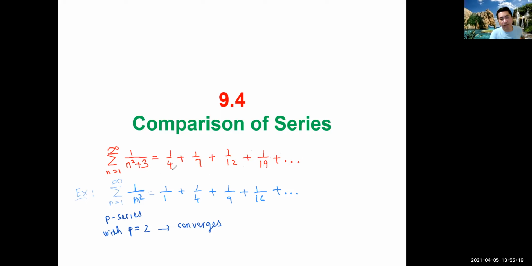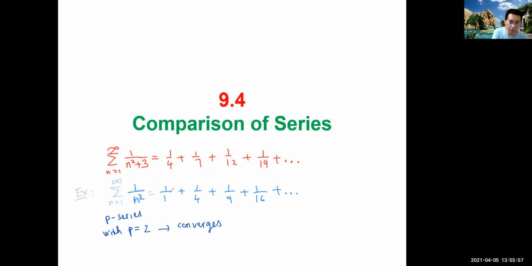If we test this series directly, I don't know whether it converges or not. But if you compare this series with the series that we know, what do you see? The formula is the same with the 3 extra. So 1 is 4, 4 is 7, 9 is 12, 16 is 19. When you compare term by term, the denominator here is always 3 more than the other denominator.